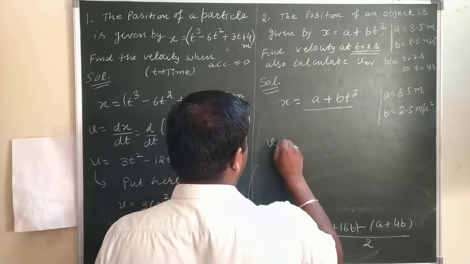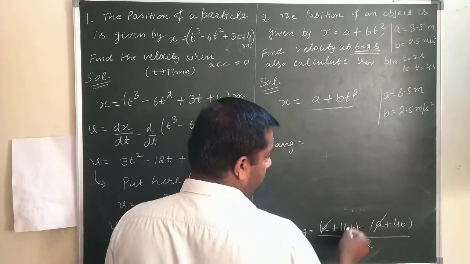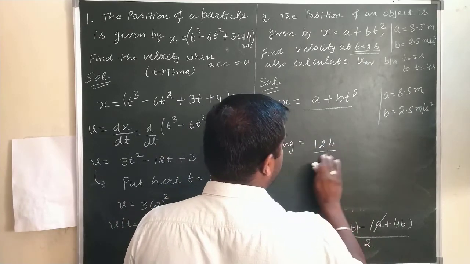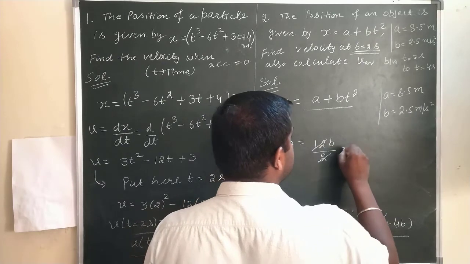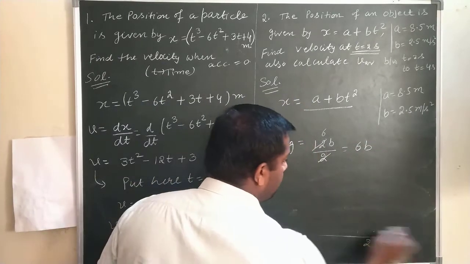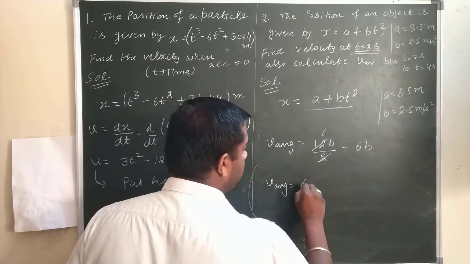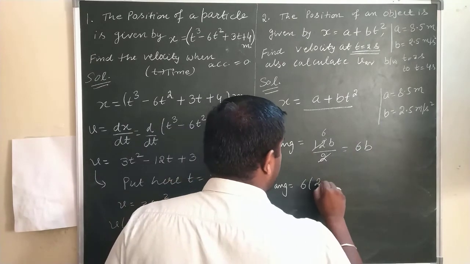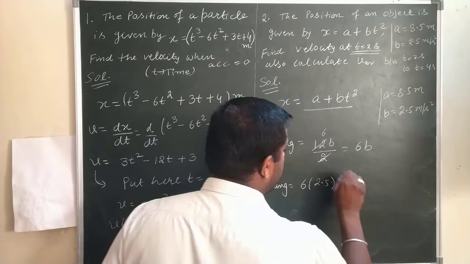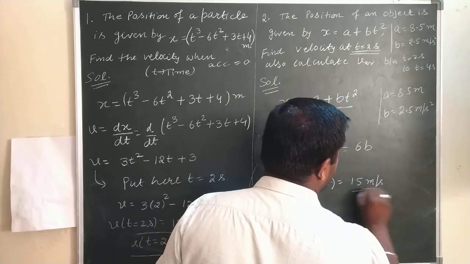So now we will solve this expression. So what is V average? This is simply a will get cancelled, and 16 minus 4, this is 12b divided by 2, and this will get cancelled. So this is 6b. Clear, students? So what is the average velocity? This is 6b, and b is 2.5. So we will not write down here units. So this is simply equal to 15 meter per second.